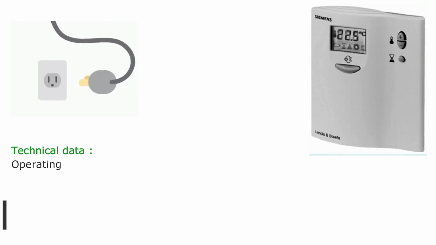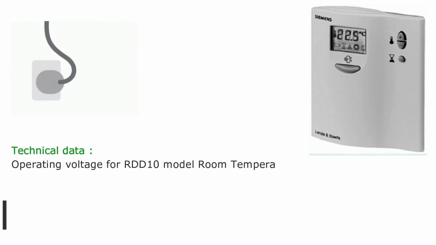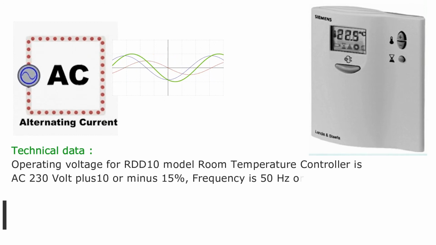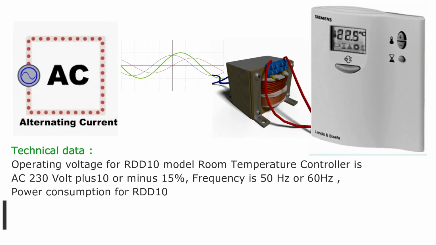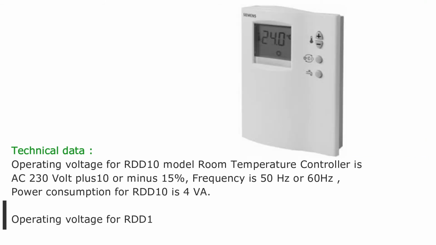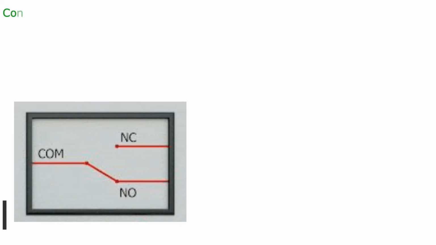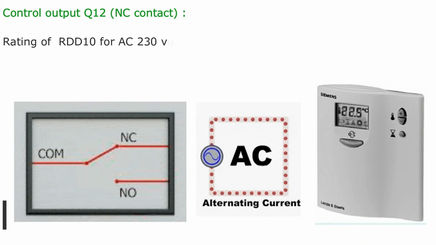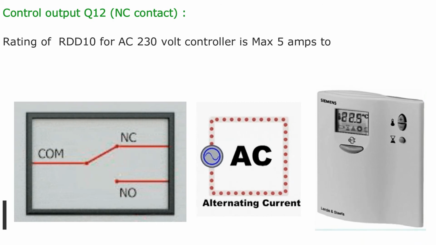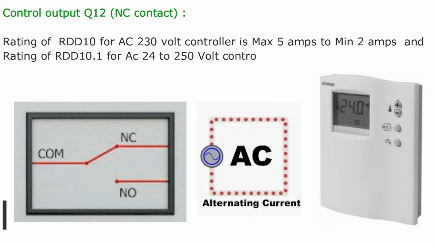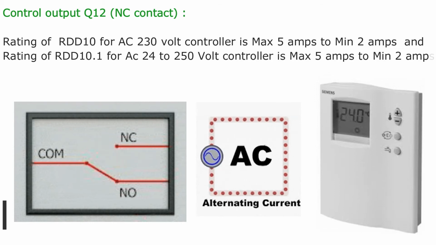Technical data. Operating voltage for the RDD10 model room temperature controller is AC 230 volt +10 or -15%, frequency is 50 Hz or 60 Hz, power consumption for RDD10 is 4 VA. Operating voltage for the RDD10.1 model is DC 3 volt, 2x1.5 volt alkaline batteries AAA. Control output Q12, NC contact. Rating of RDD10 for AC 230 volt controller is maximum 5 amps to minimum 2 amps and rating of RDD10.1 for AC 24 to 250 volt controller is maximum 5 amps to minimum 2 amps.